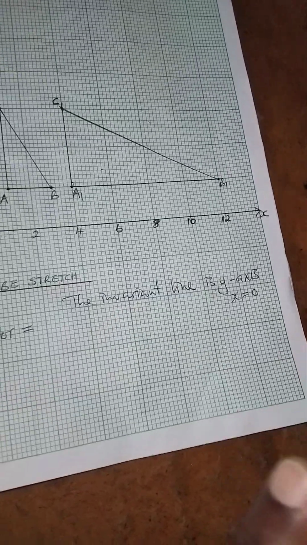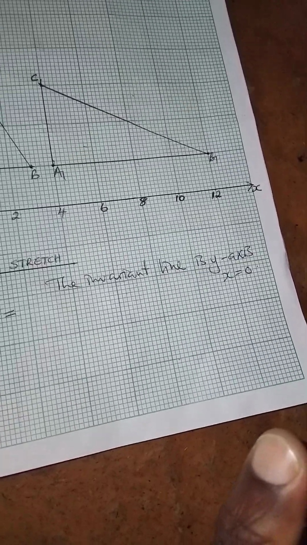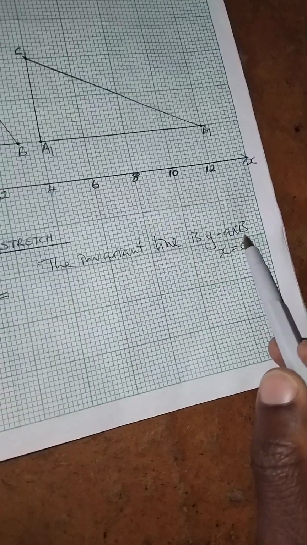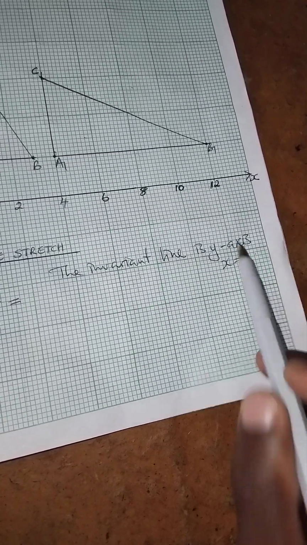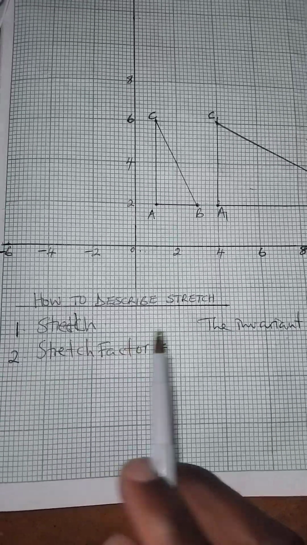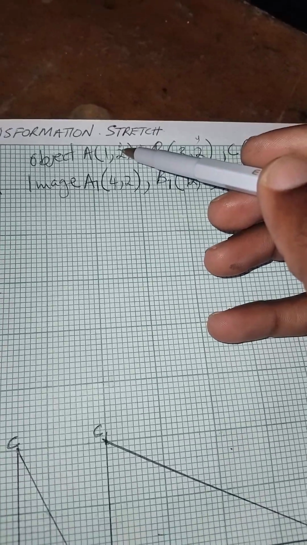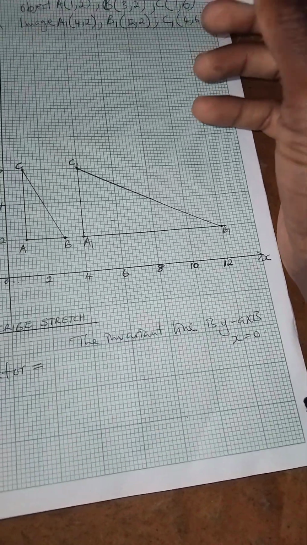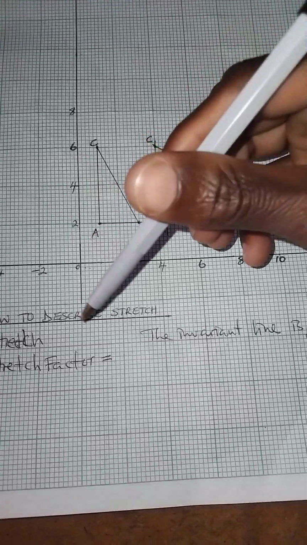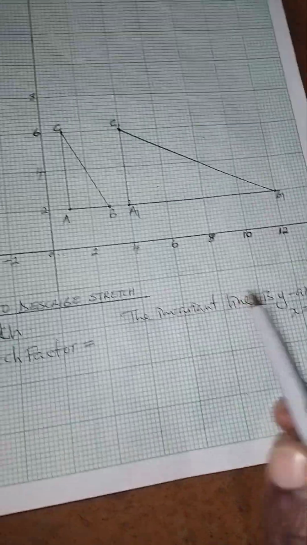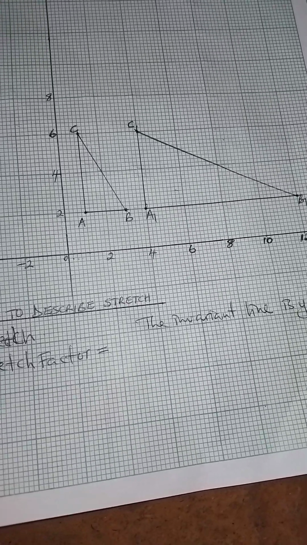So if your invariant line is the y-axis, we use x coordinates to find the stretch factor. We use x coordinates. So what is our stretch factor?